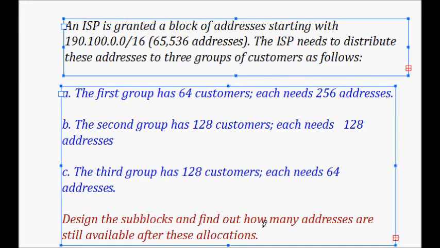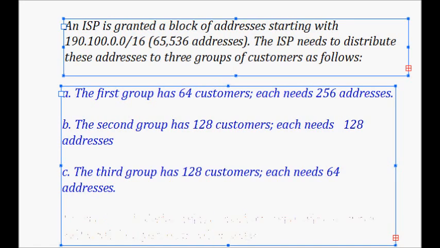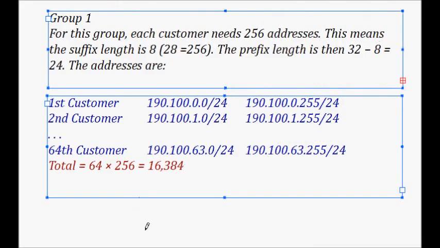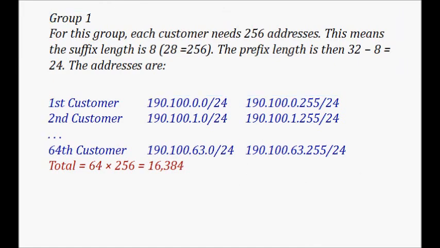Okay, design the sub block and find how many addresses are still available. So we need to design it, and as an administrator or network designer, we should use the block as much as possible and allow contiguous allocation. So let's try it out. This is the idea, but first we will see what is there in group 1.